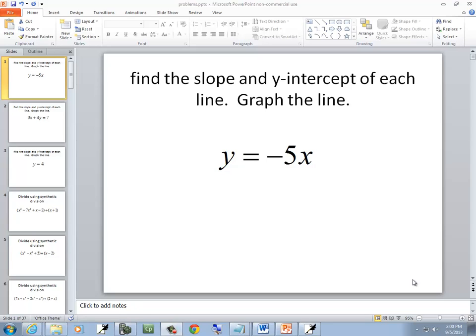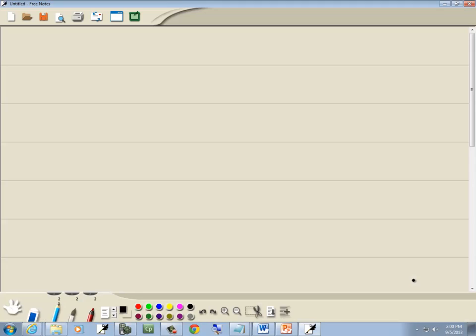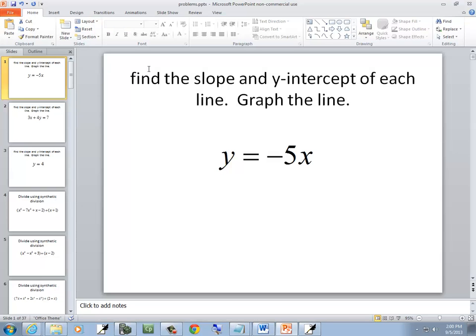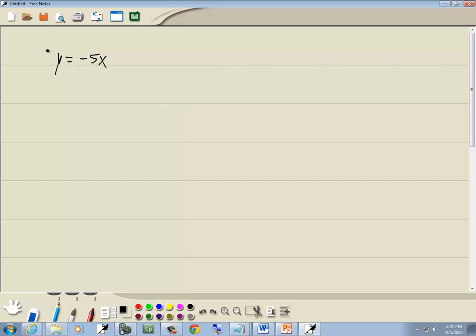In this problem, we want to find the slope and y-intercept of each line, and then graph it. So we got y is equal to negative 5x. Now, we want to put it in slope-intercept form. That allows us to get slope and y-intercept real easy. Slope-intercept form says you solve for y.